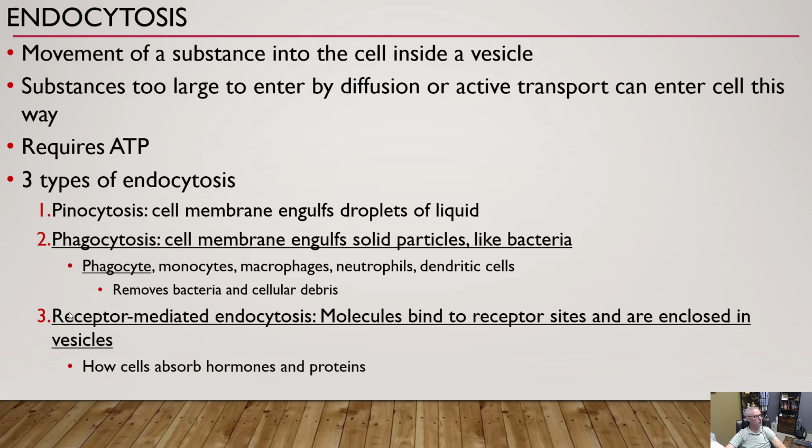So for phagocytosis, that's cell eating or bringing in solid particles. Remember I talked about bacteria. We have cells that are specifically phagocytes that eat up stuff. But we also have monocytes that can act as phagocytes, macrophages, neutrophils, and dendritic cells that all eat up stuff. And they can remove bacteria and cellular debris.